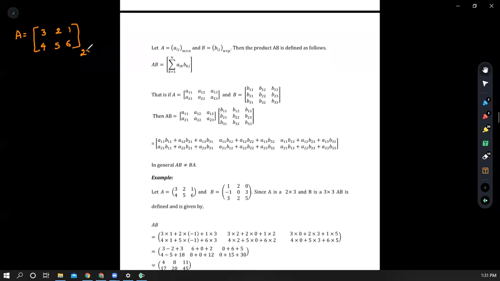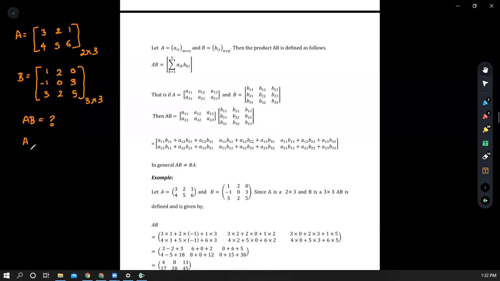This is a 2 by 3 matrix, and matrix B is a 3 by 3 matrix having the elements 1, 2, 0, minus 1, 0, 3, then 3, 2, and 5. Here you can see that this is a 3 by 3 matrix, and you are asked to obtain the matrix product if it is possible. First, you need to check whether the matrix product exists or not. It means whether these two matrices are conformable for the matrix product or not.